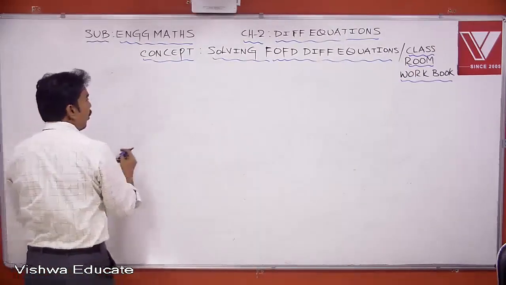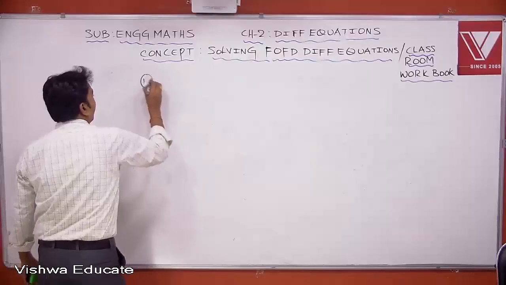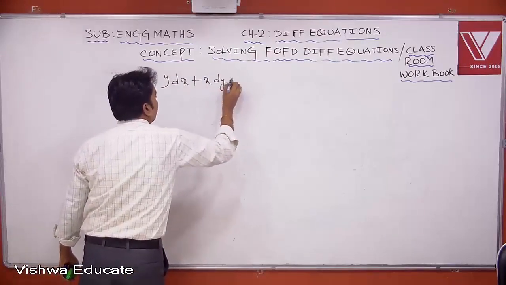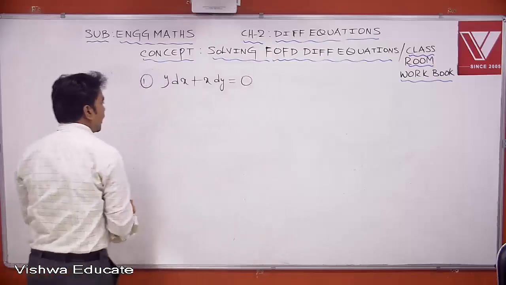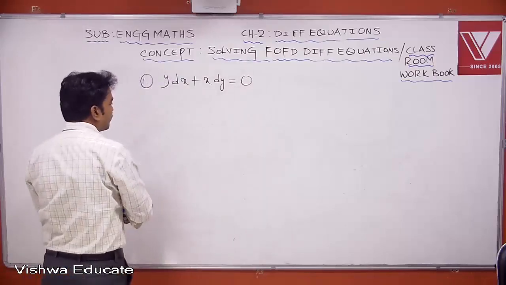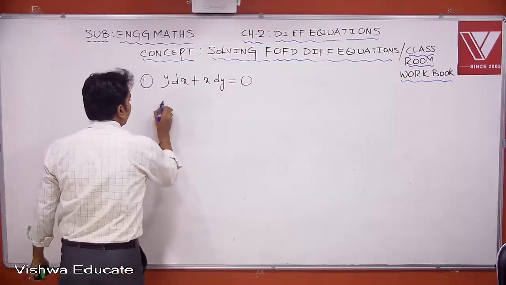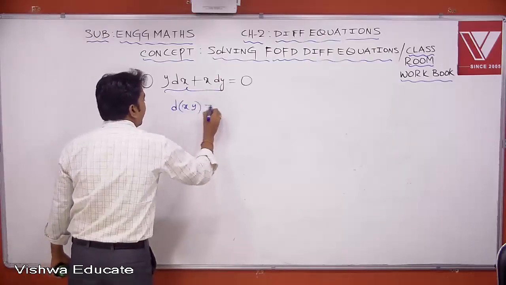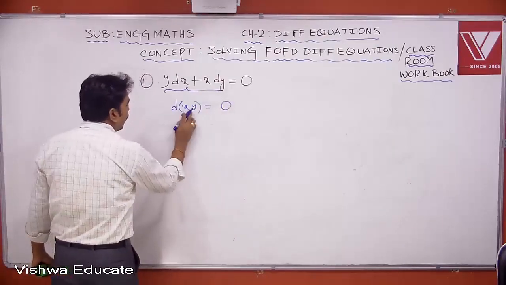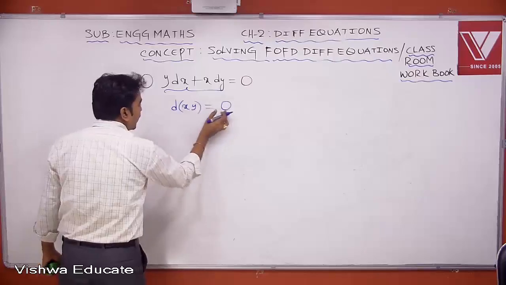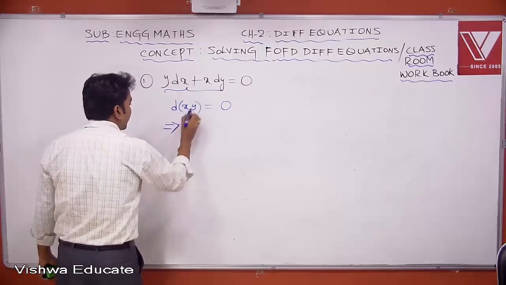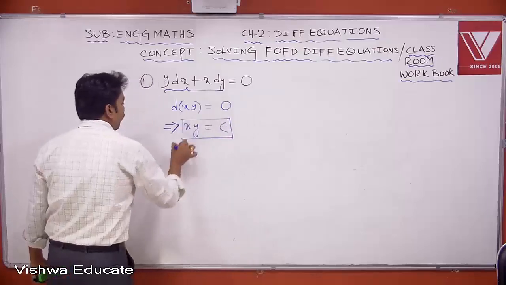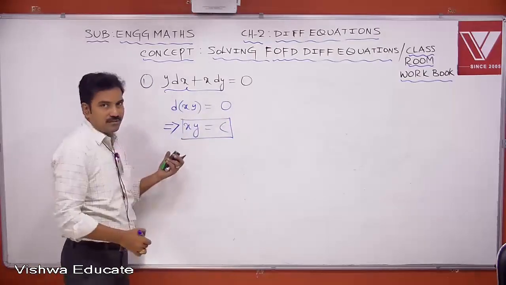So first one, solve y dx plus x dy equal to 0. Now actually this LHS part is the derivative of xy equal to 0. Total derivative of something is 0 means this something must be constant. So x into y equal to c. Therefore this is the general solution of this equation.